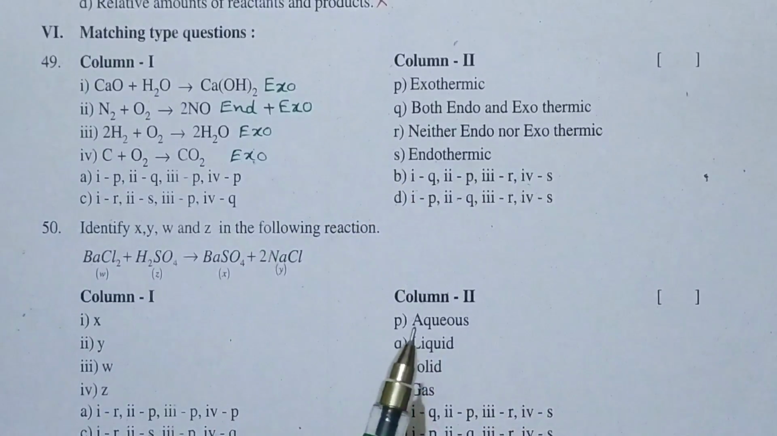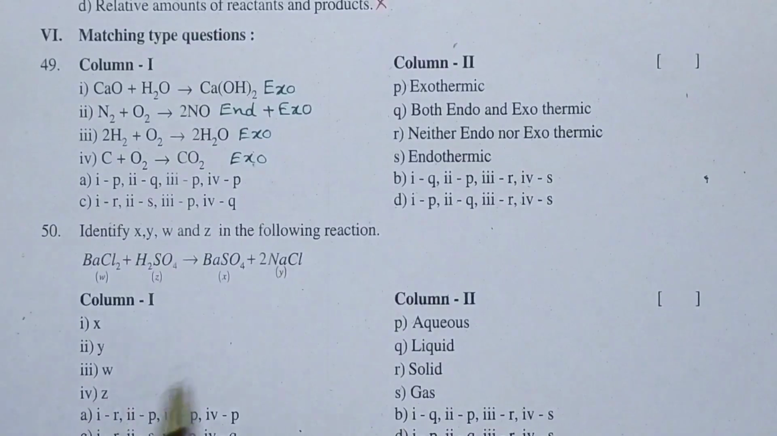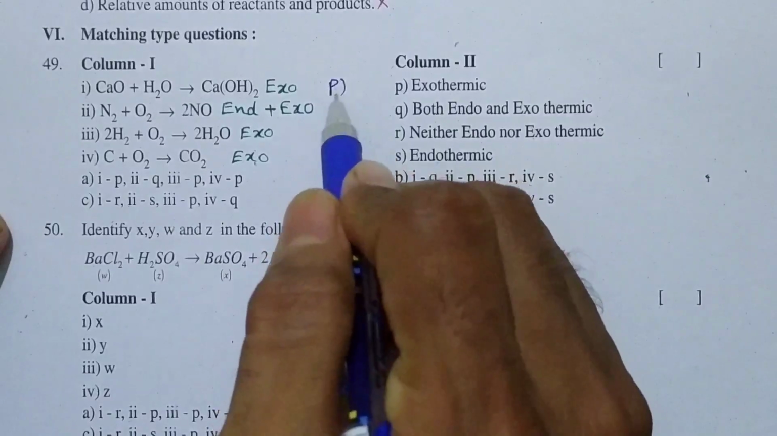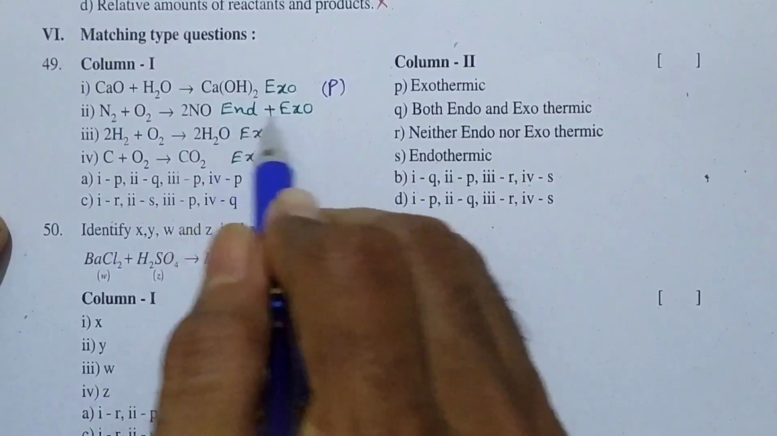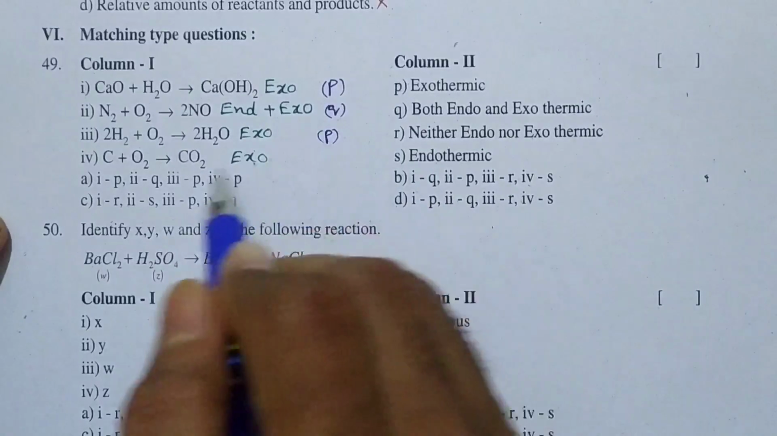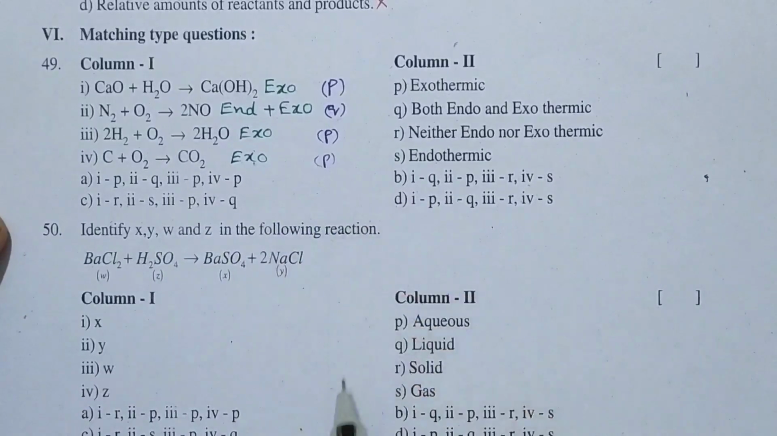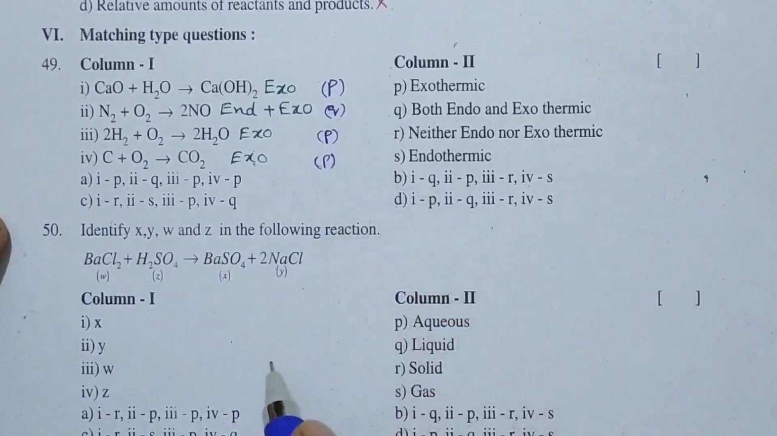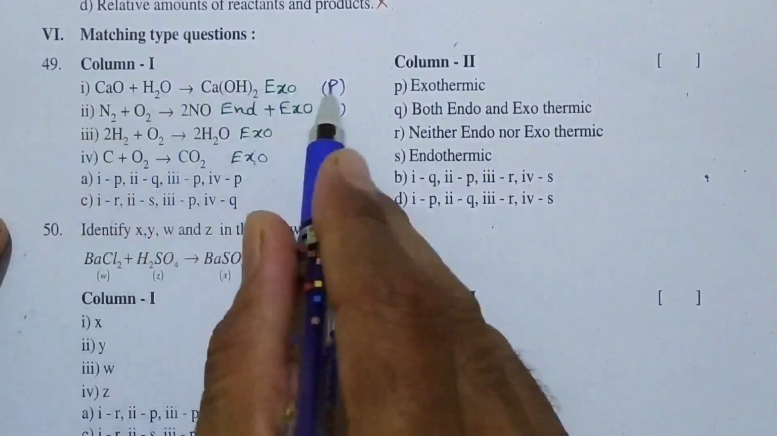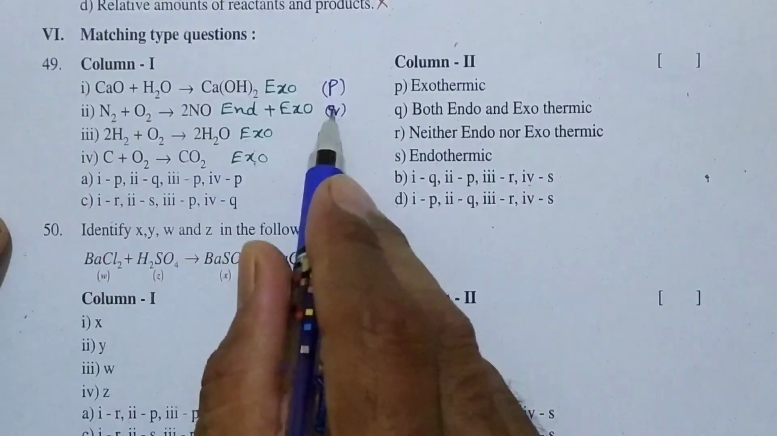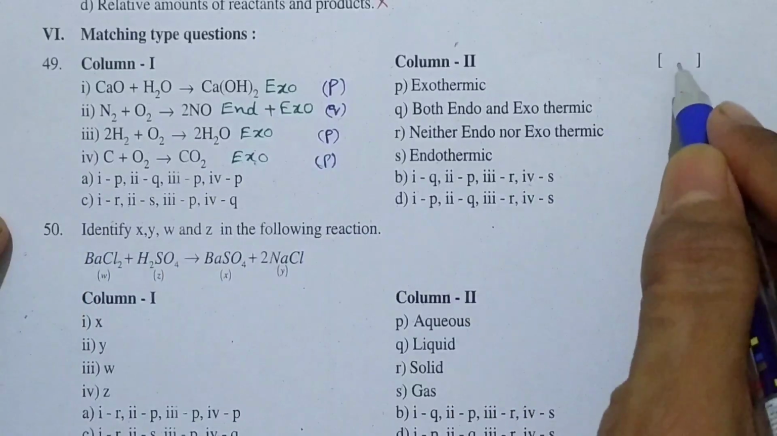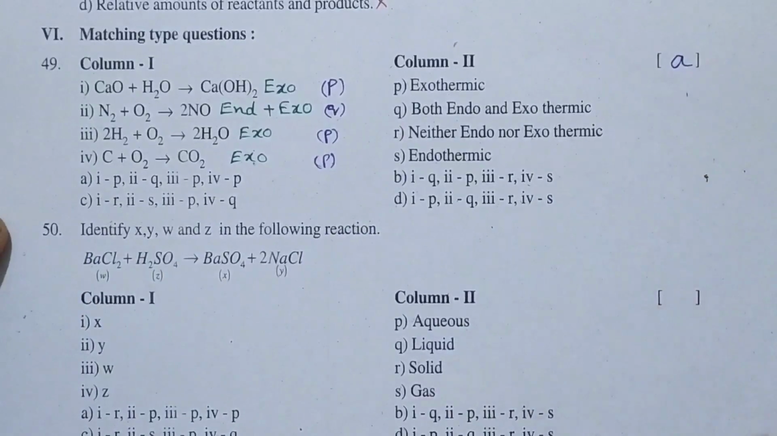Now let us see which options are suitable. Wherever exothermic is there, let us write P. So the first one is P. Exothermic and endothermic both, so that is Q. Only exothermic again P. Only exothermic again P. From the options, if you observe carefully, the first option is given as 1P, 2Q, 3P, 4P. So option A is the right answer for this question.